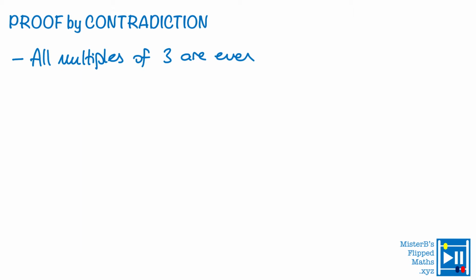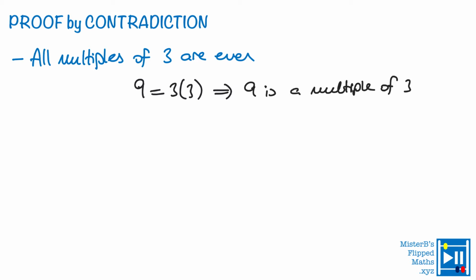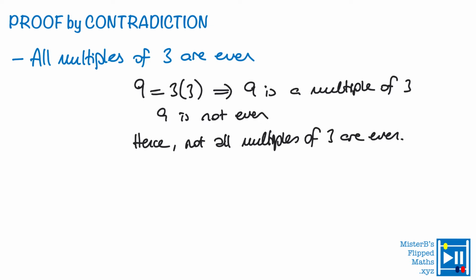For example, 9. You can write 9 to be 3 times 3. This means 9 is a multiple of 3. However, 9 is not even. Hence, not all multiples of 3 are even. So we prove this by using proof by counterexample. So basically, this statement is just false, but this one is sort of true.